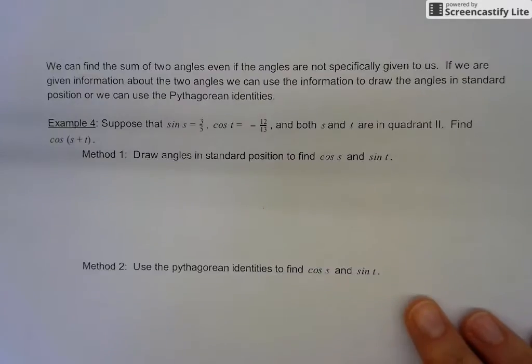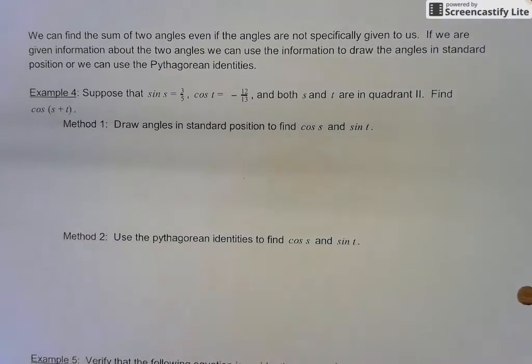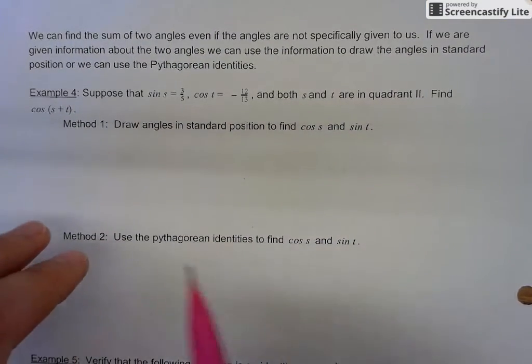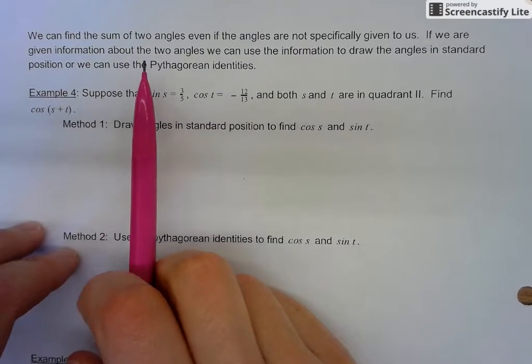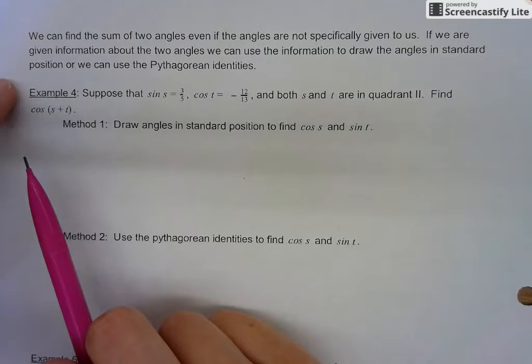Right, this is the third video for these 5.3 notes for trig. We can find the sum of two angles even if the angles are not specifically given to us.